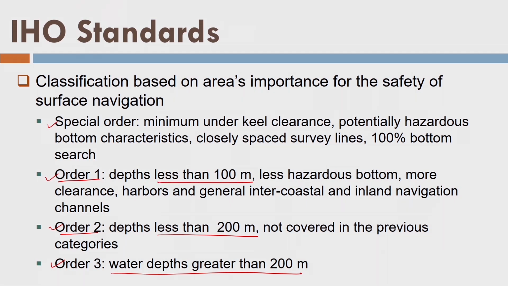Again, it has some other specifications according to 100 meter, 200 meter and 300 meter. That means for 100 meter or order 1 survey, we have less hazardous bottom, more clearances, harbour and general intercoastal and inland navigation channels. Now, what about the special order? We define a term, minimum under keel clearance. That means because of the weight, the vessel submerges partly into the water. So, after submergence, from the bottom of the vessel to the riverbed, there should be some minimum distance, and that is called the minimum under keel clearance.